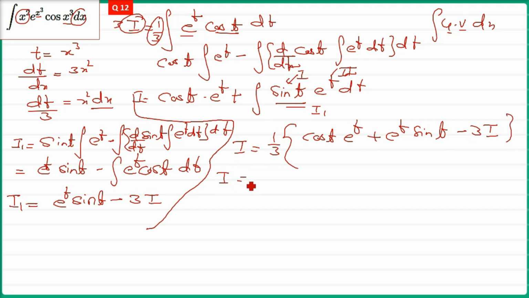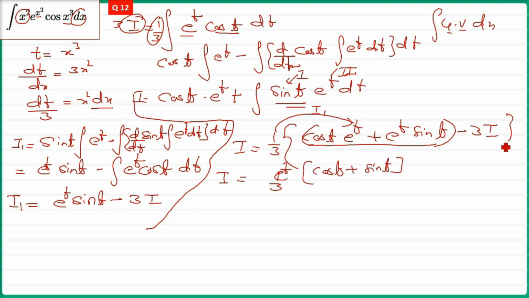So this I will be equal to 1 by 3, and I'll take e raised t outside. It's better because cos t plus sin t will remain inside. When we multiply 1 by 3 with 3I, it will be I only. Now this I goes on the left. I plus I on the left will become 2I. It will be e raised t by 3 times cos t plus sin t.